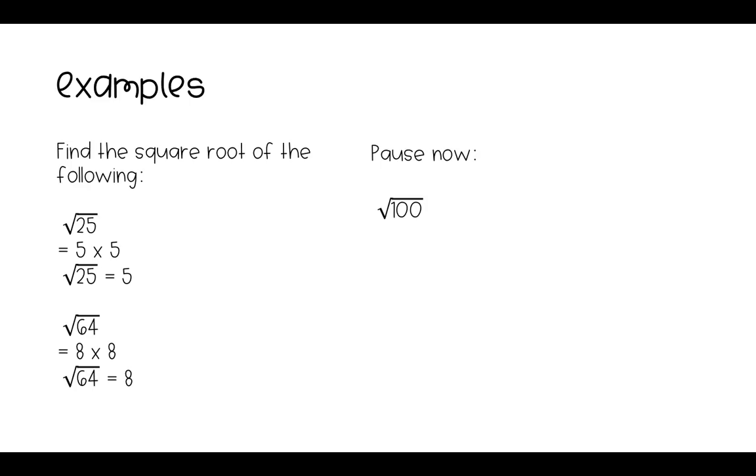I want you to pause it now and do this one. This one's easy. So what you should have found out is that, made a mistake there, 10 times 10, not 10 times 5, 10 times 10 equals 100. So the square root of 100 equals 10. Now, I want you to pause it and go find the square root of 16. So what times itself equals 16? 4 times 4 equals 16. Therefore, the square root of 16 equals 4.